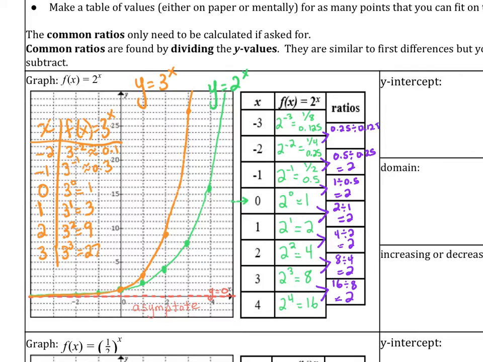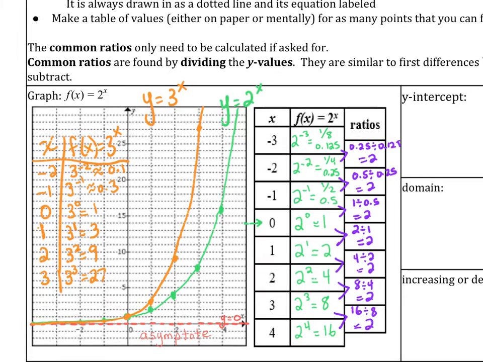And that 2 is not a coincidence. That 2 is the same as the base of the function. So the base of the exponential function is the same as the common ratio. And all this really is saying is that your y values are multiplying by 2 each time. So whatever the base is, your y values are multiplying by it each time if you go up. If you go down, they're dividing by it each time.